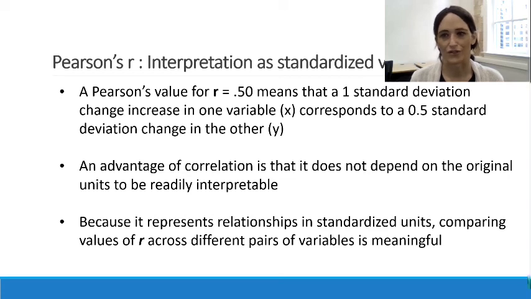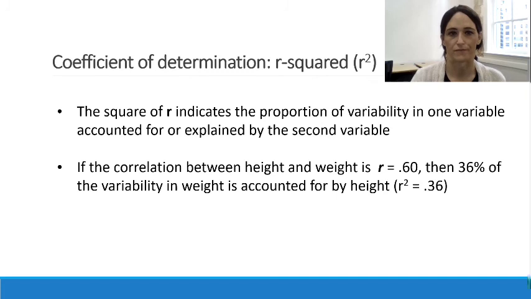So again, don't bog yourself down too much in the calculation, but just think of it as a descriptive measure of how strong a relationship is between two measures. It's also useful when we want to understand how much of a particular variable we have explained with the other variable. So in the case of height and weight, how much is explained by height when we talk about weight? Well, to do that, we can simply square the value of R, and we call that the coefficient of determination. And it's the proportion of variability in one variable accounted for or explained by a second variable.